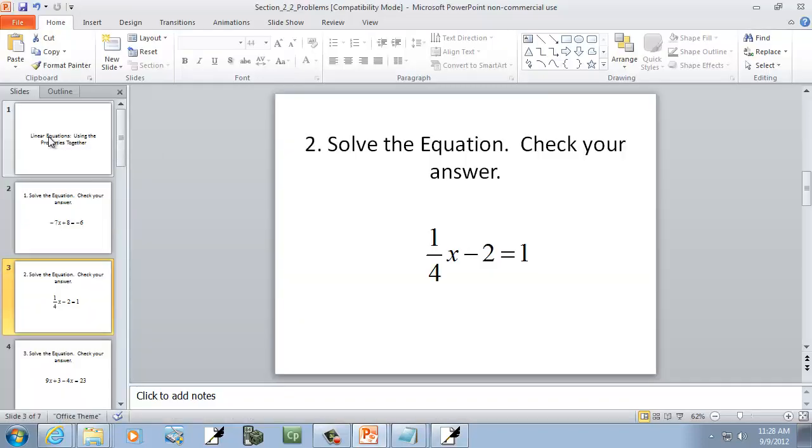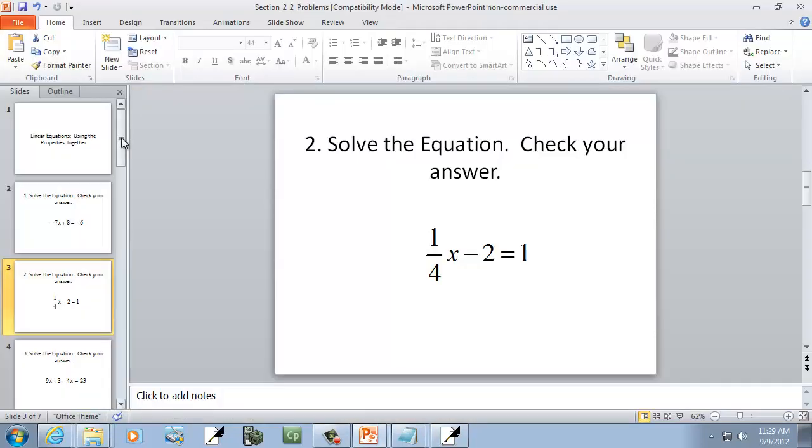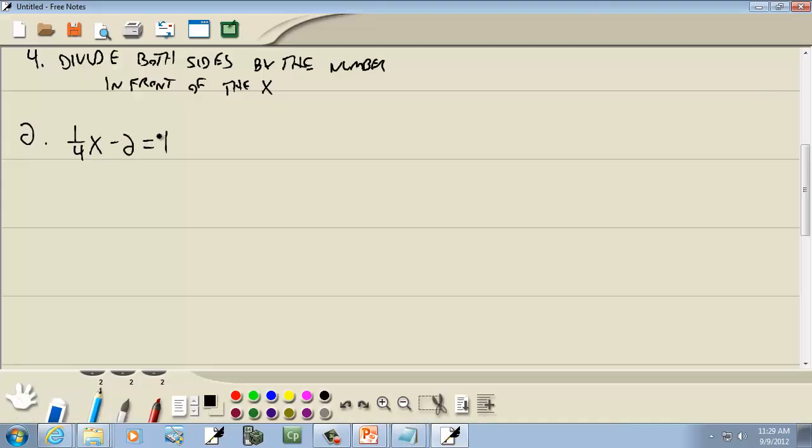Let's take a look at our next problem. We got 1/4 x minus 2 is equal to 1. First step, get rid of parentheses. Don't have any. Second step, get rid of fractions. I do have a fraction. It says multiply everything by the LCM of all your denominators. If we only have one denominator, that is our LCM. So multiply everything by 4. When I say everything, I'm talking about what's separated by pluses and minuses. So we'll take 4 times 1/4 x, 4 times a negative 2, and 4 times a 1.